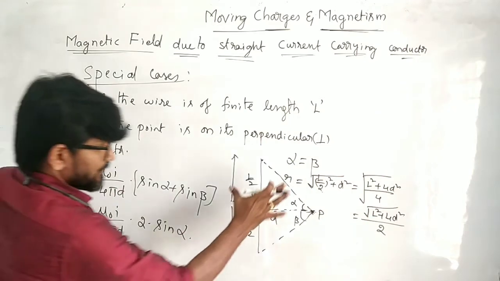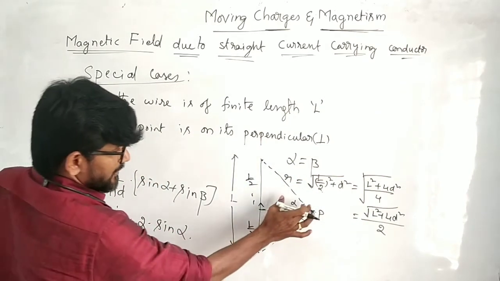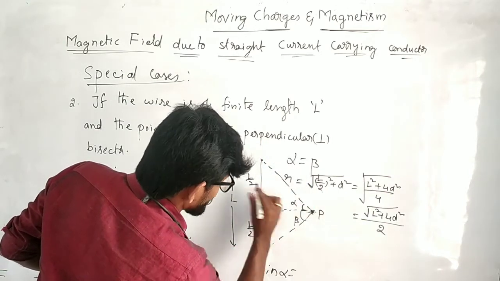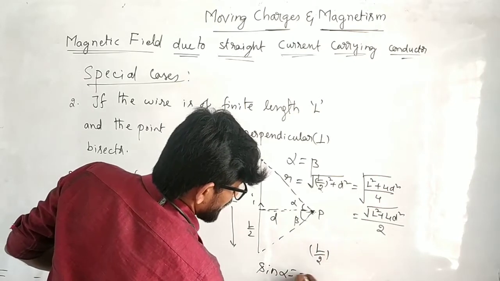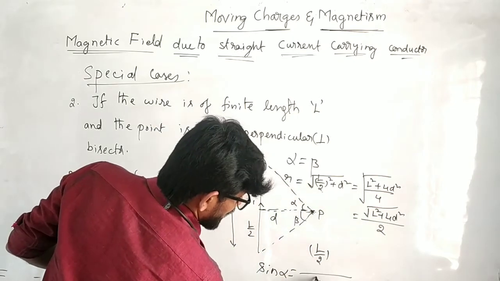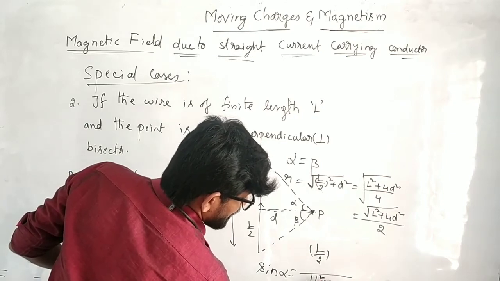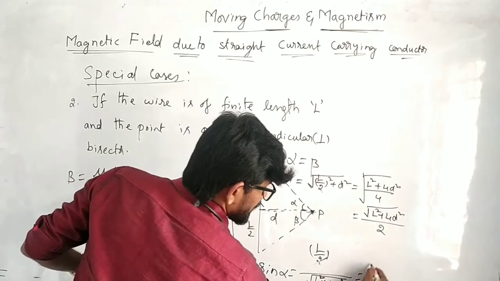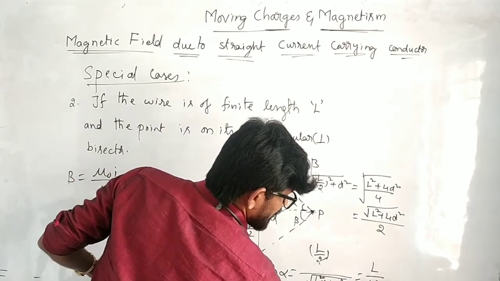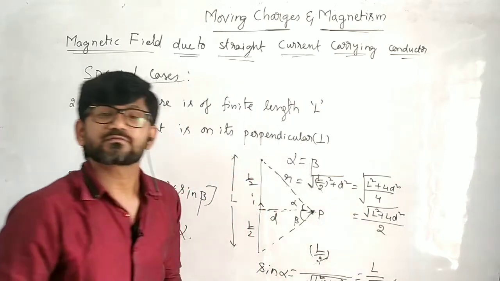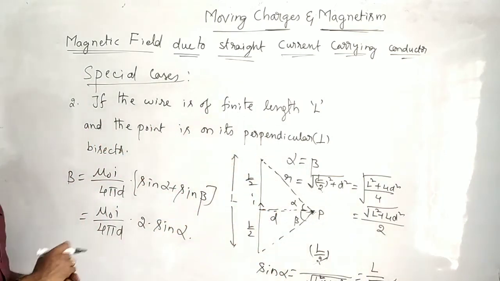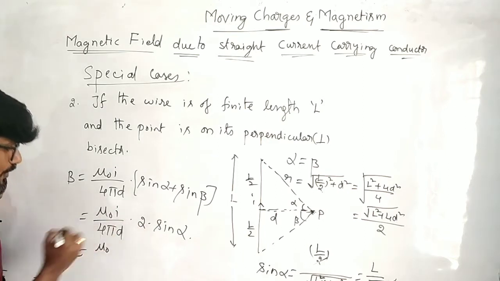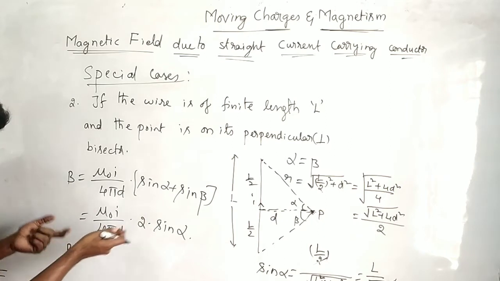Got it? So from this figure, you can take sine alpha as opposite side by hypotenuse. So from the figure, sine alpha is equal to the opposite side L by 2, by the hypotenuse r, that is square root of L square plus 4d square divided by 2. The 2 cancels, so this is equal to L by square root of L square plus 4d square. Is it clear? By substituting this over here, you will get the total field B is equal to mu naught, 2 into 2 is here, right?